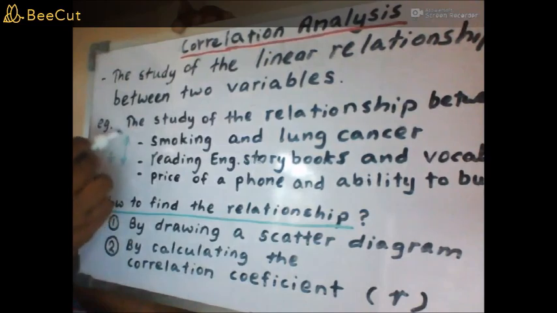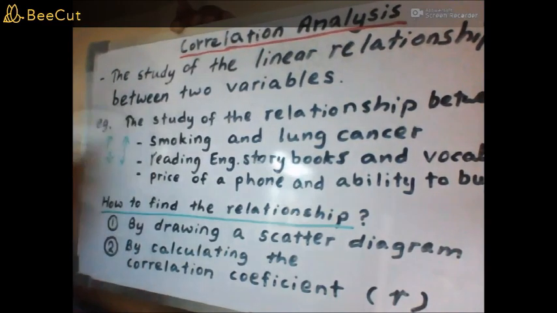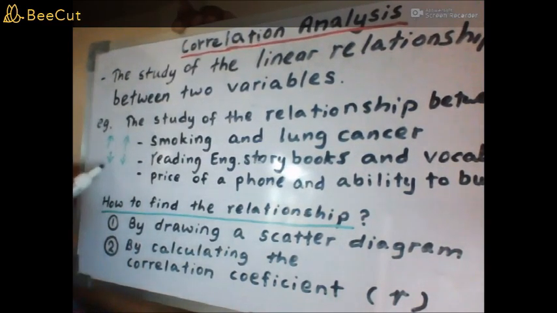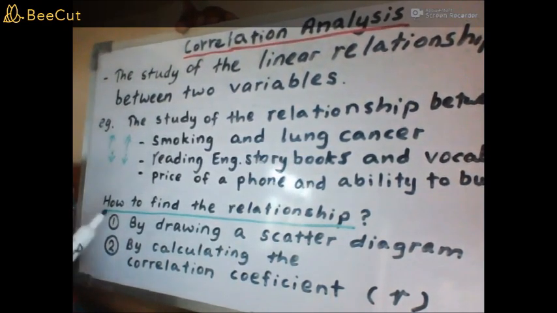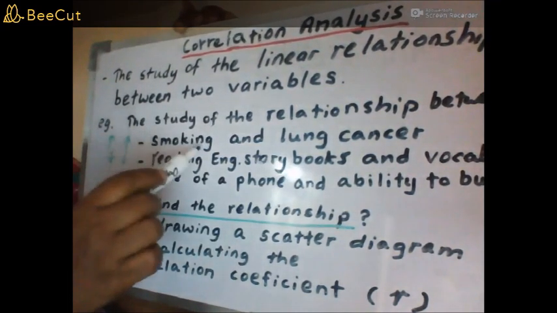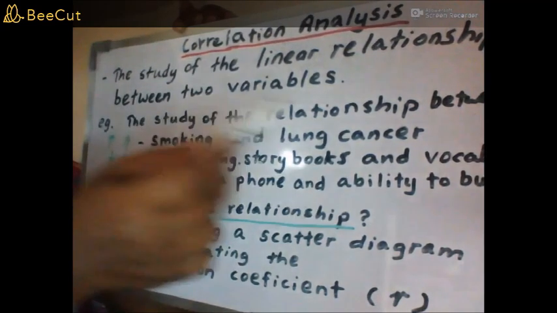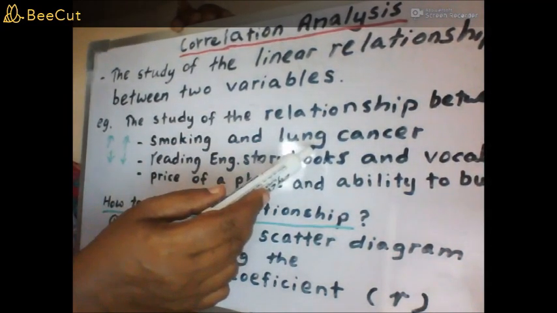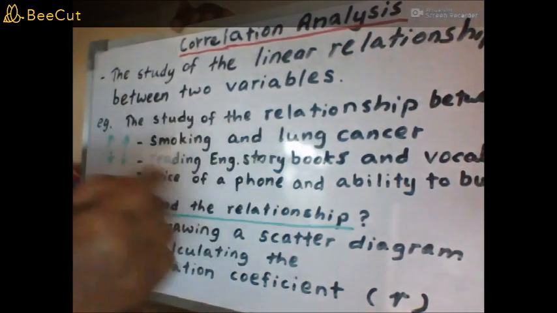So we are studying the relationship. The more you smoke, the more you will get the lung cancer. The chances are there. The less you smoke, the chances are low, right? That's the relationship we are studying. So what are the two variables here? Smoking cigarettes, 10 cigarettes per day, 20 cigarettes per day, and the ability to get the lung cancer, right? The chances are high the more you smoke.